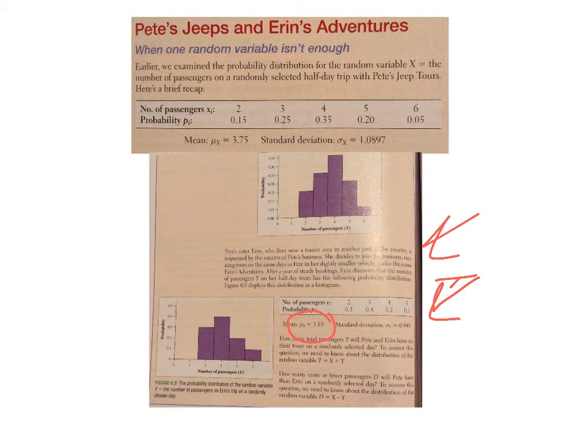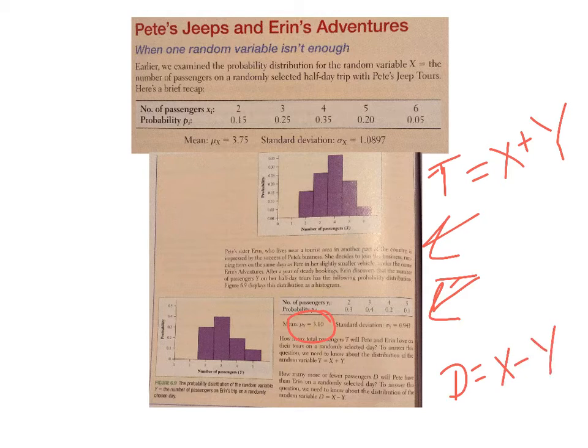The question here now says how many total passengers T will Erin and Pete have on their tours on a randomly selected day. So basically we want to know what they both have. And the second part says how many more or fewer passengers will Pete have than Erin on a randomly selected day. To answer that, we need to look at X minus Y.